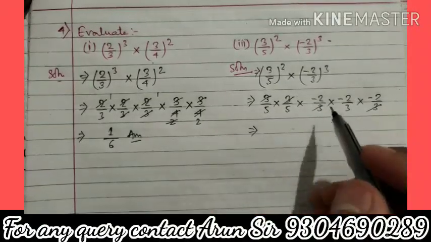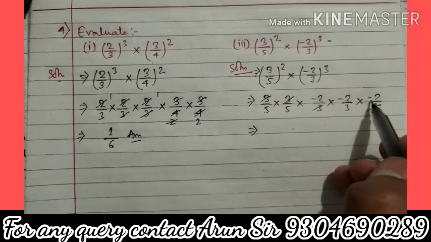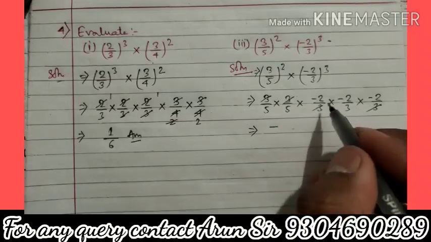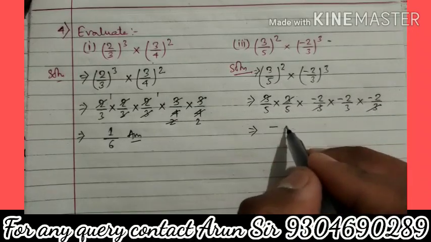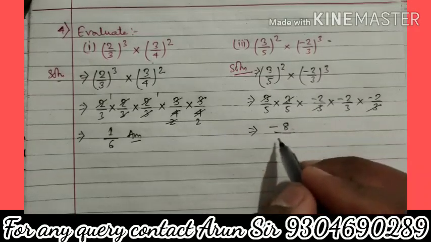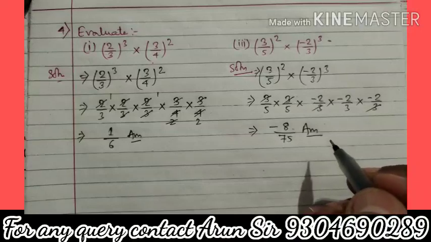Now in the next step, in the numerator, minus 2 into minus 2 into minus 2. 3 negative terms are there, that means 3 is odd, your result will be negative. 2 2 ja 4, 4 2 ja 8 by 5 5 ja 25, 25 3 ja 75. Minus 8 by 75 will be your answer.